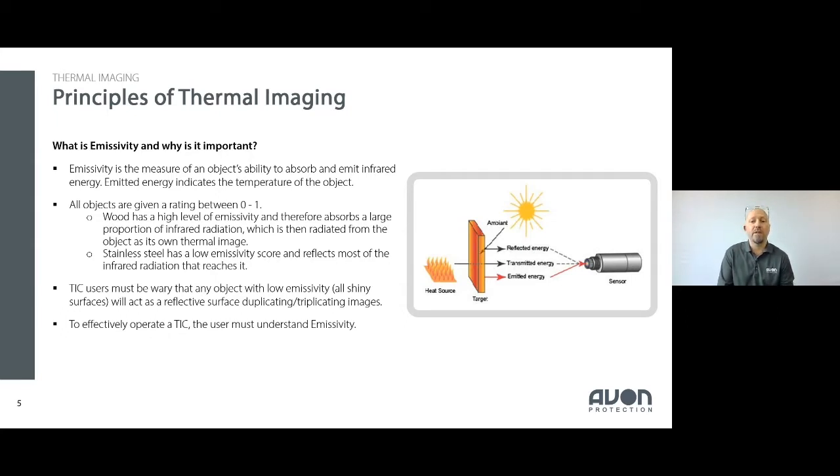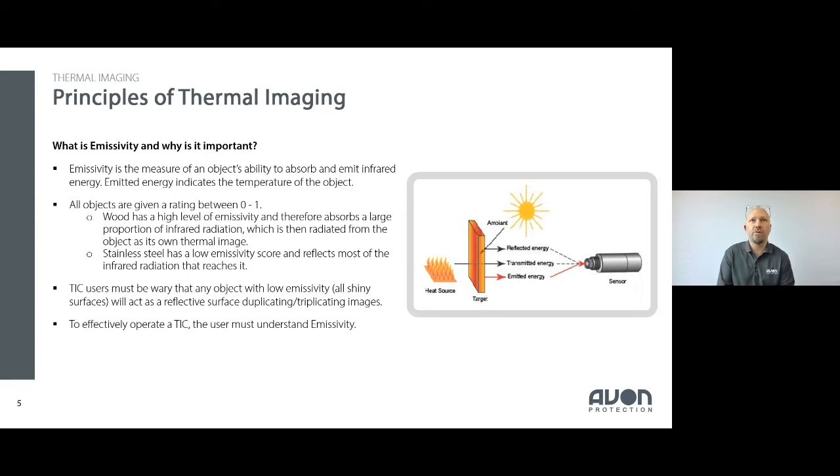So it absorbs a large portion of the infrared energy and then emits that energy. Whereas something like stainless steel, which has a polished surface, has a very low emissivity. In fact, stainless steel has an emissivity of 0.07. And what you must be aware of as a TIC user is that, in essence, shiny objects with low emissivity, like stainless steel or like a mirror or like glass, will reflect the infrared energy.